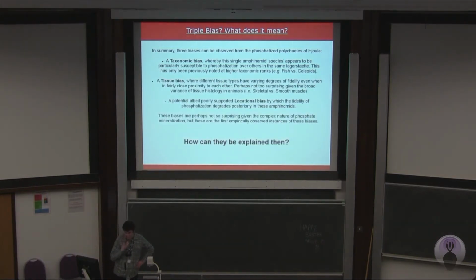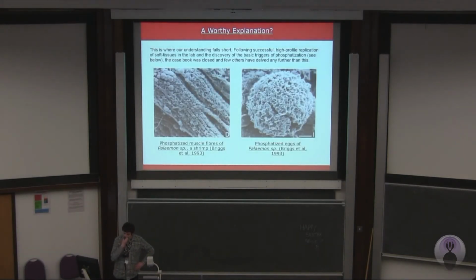We also have this tissue bias between different tissues, perhaps not too surprising given the different tissue histologies between groups. And we have a poorly supported locational bias. How exactly can we explain these then? This is, however, where knowledge about phosphatization starts to fall apart.